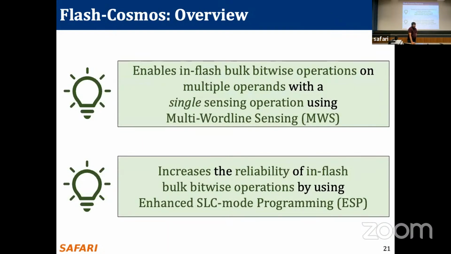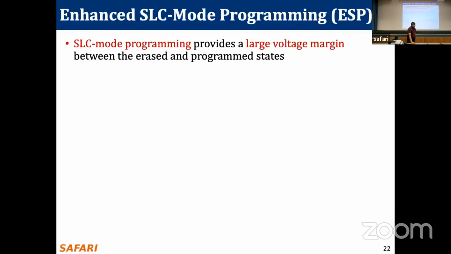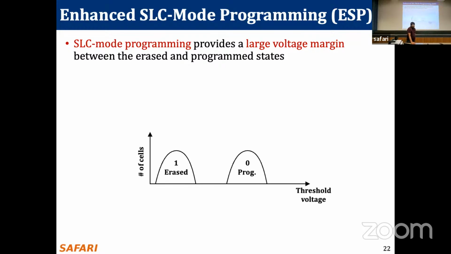What we just saw was how to perform bulk bitwise operations on multiple operands with a single sensing operation. Now we also look at how we can increase the reliability of the in-flash bulk bitwise operations, and we do that using enhanced SLC mode programming. SLC mode programming is single-level cell mode programming. In a single-level cell, we store only 1 bit per cell. It can be a 0 or a 1.